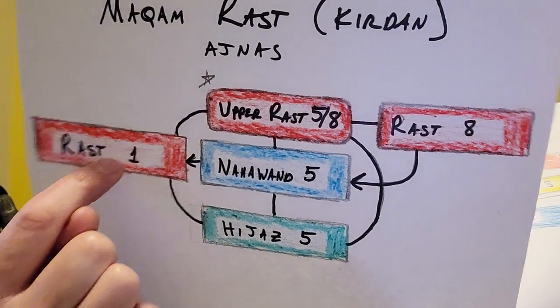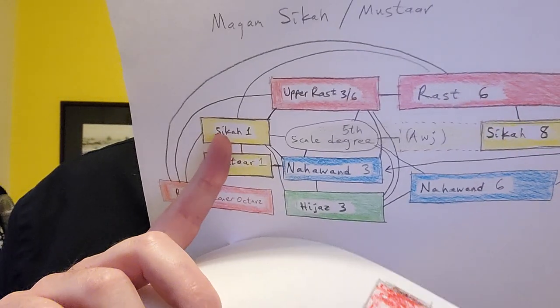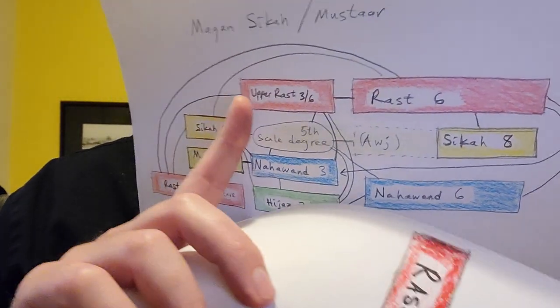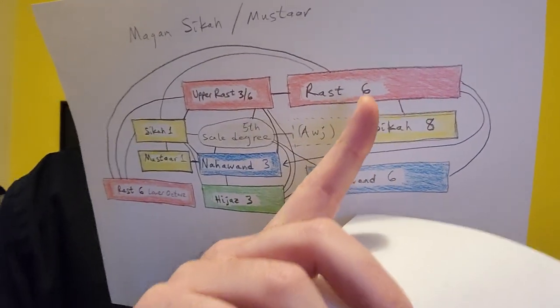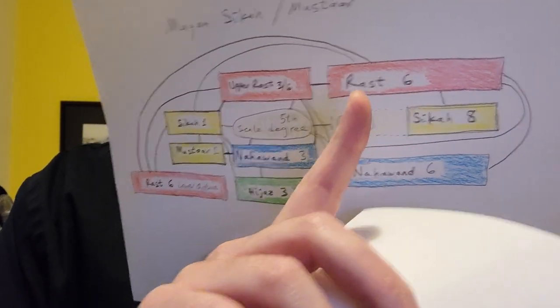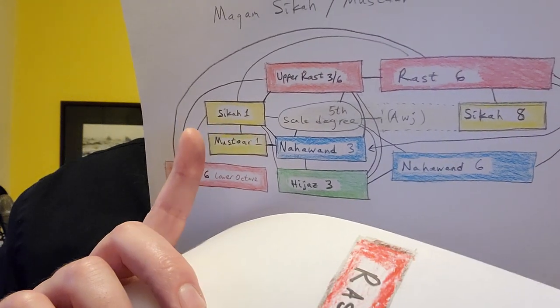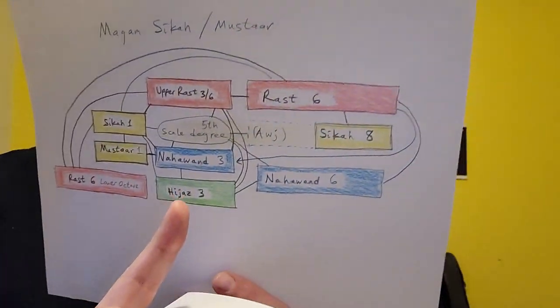But if I end on the three of rust, I'm back to this chart of Sika. That's the Huzam pathway using the hijaz.